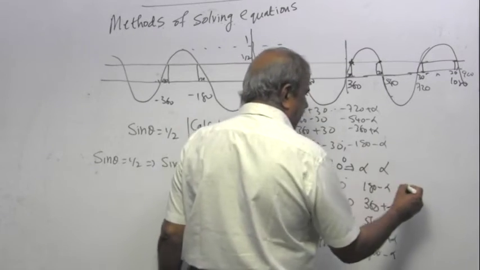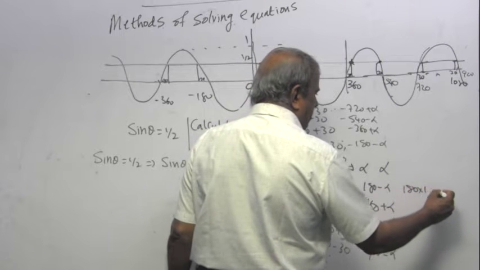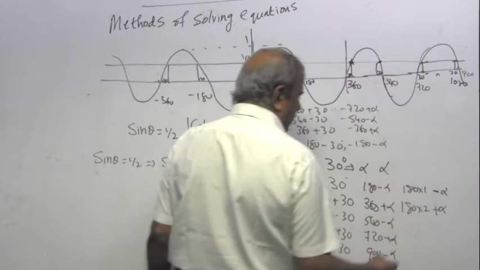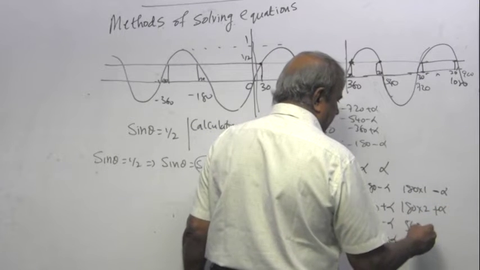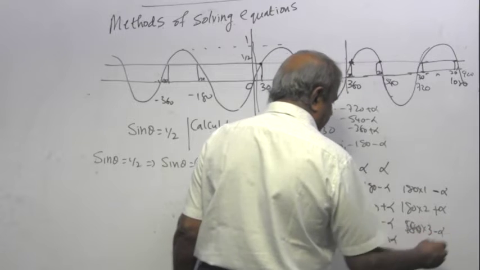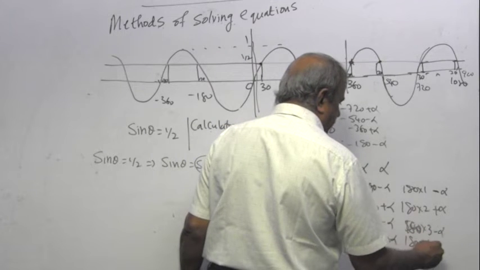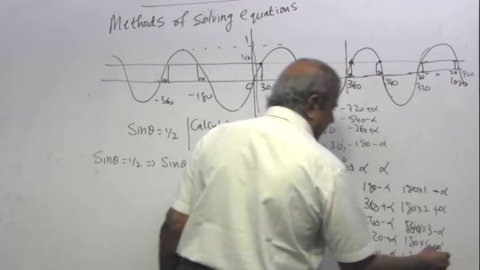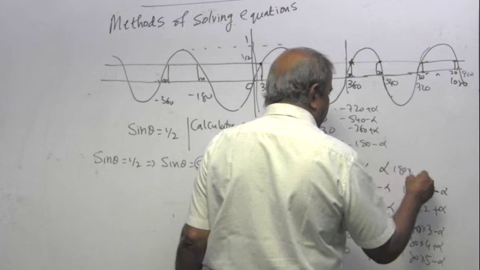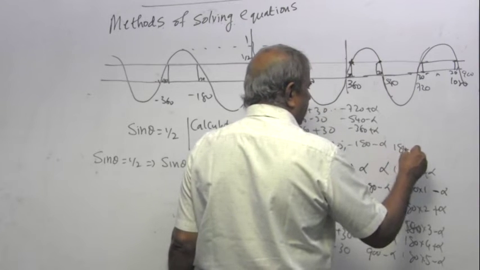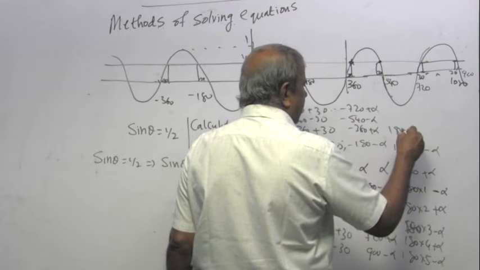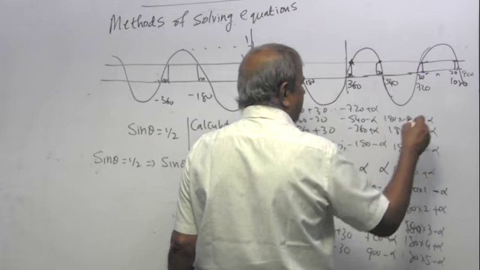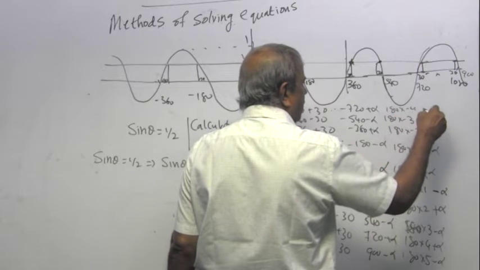Can I write 180 as 180 times 1 minus alpha? 360 can I write as 180 times 2 plus alpha? 540 can I write as 180 times 3 minus alpha? 720, 180 times 4 plus alpha. 900, 180 times 5 minus alpha. 0 is 180 times 0 plus alpha. 180 times minus 1 minus alpha. 180 times minus 2 plus alpha. 180 times minus 3 minus alpha. 180 times minus 4 plus alpha.